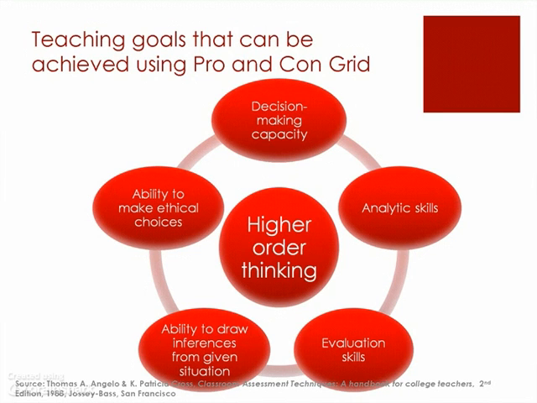Higher order thinking skill that can be flourished by a CAT like pro and con grid is actually an integrated skill consisting of analytical and evaluation skills, ability to draw inferences, to make ethical choices, and to make logical decisions. So an exercise like pro and con grid may actually recall all these skills together.